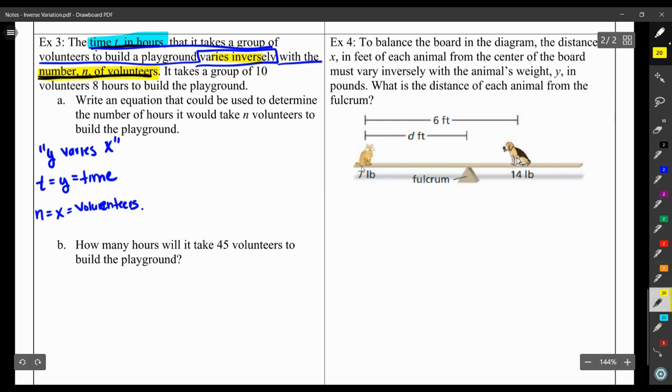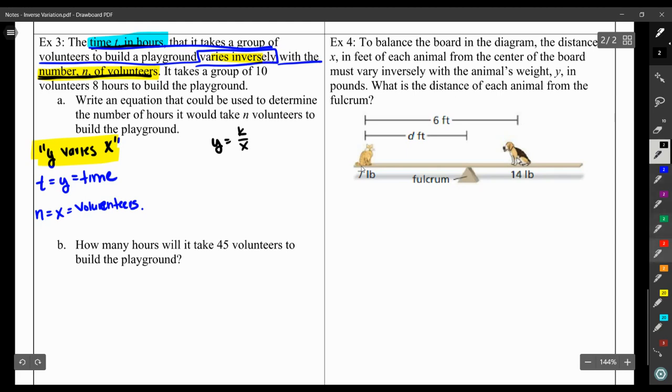So this is something that's important to remember. It always is y varies with x. The item that comes before the words varies inversely is the y variable. The item that comes after is the x variable. So let's go ahead and set this up then. I know that it says varies inversely, so I know that it's going to be y equals k over x.